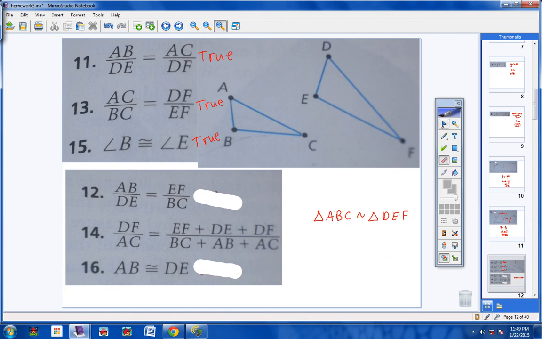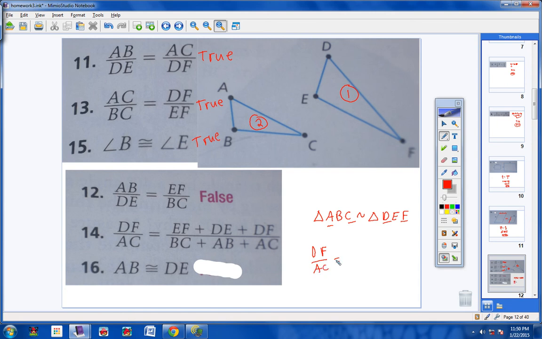Alright? Okay, moving on to number 14. 14 is a really good thinking problem. Now watch what we have here, students. We have DF over AC. So DF over AC. Do they correspond? Yes, they do. Which one went up top? DF. So DF, I'm going to put a 1 here. DF went on top. And then AC went on the bottom. So we're going to say DF over AC equals.